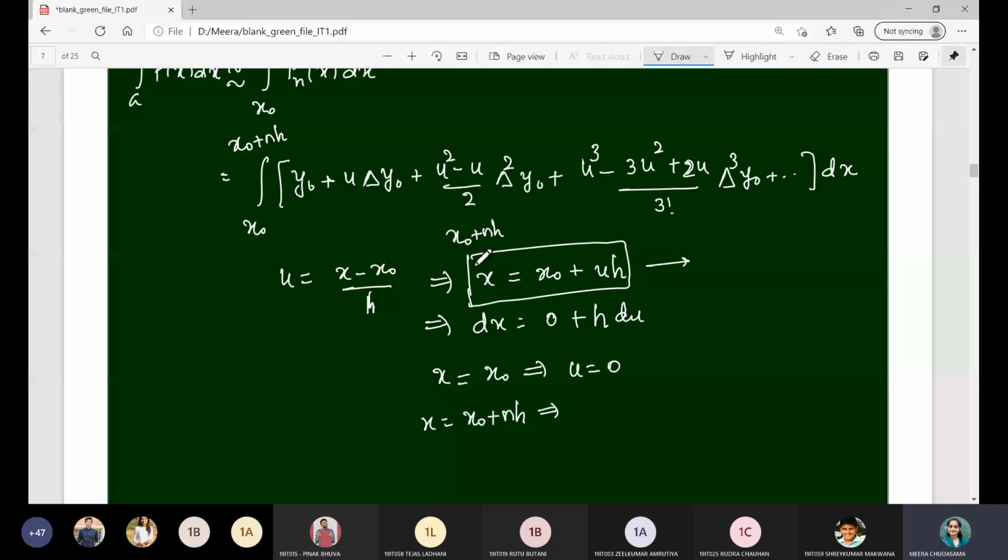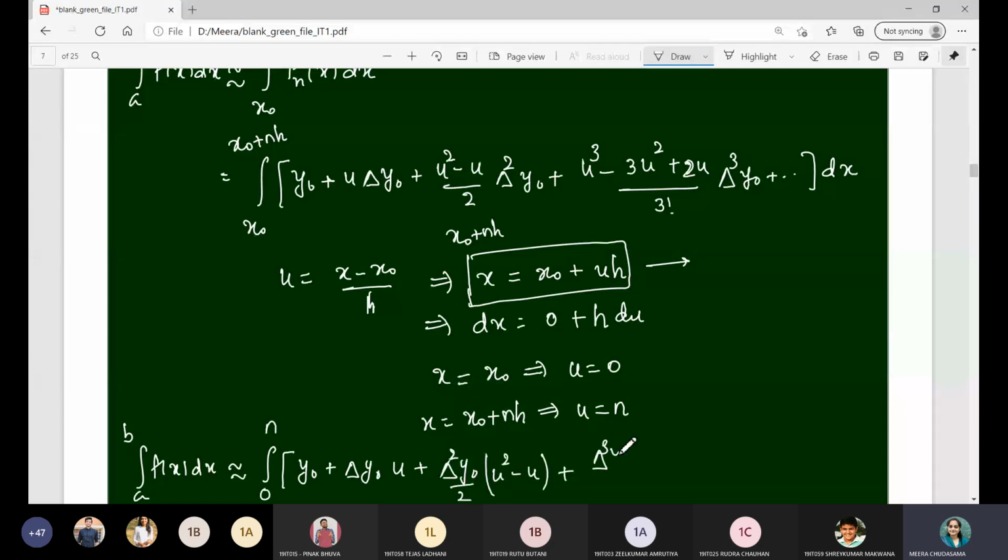So what this integral will actually become: I will write the integral a to b f of x dx will be approximated as, now I will write the integrand in terms of u, that means 0 to n, y0 plus delta y0 into u plus delta 2 y0 by 2 into u square minus u plus delta 3 y0 by 3 factorial, which is 6, into u cube minus 3u square plus 2u, up to, and dx we have evaluated is h du, so this is h du, right?